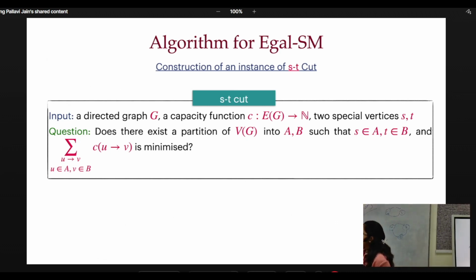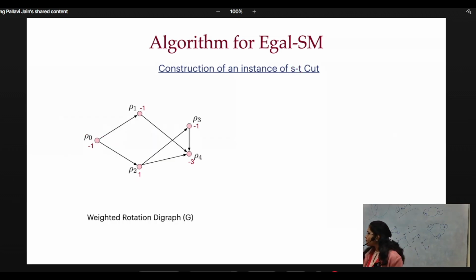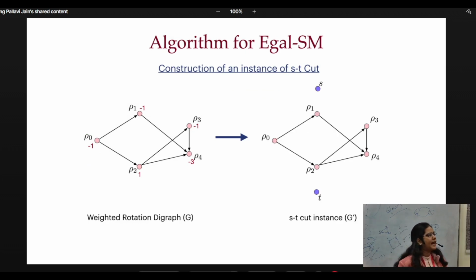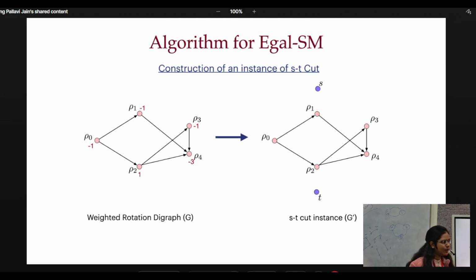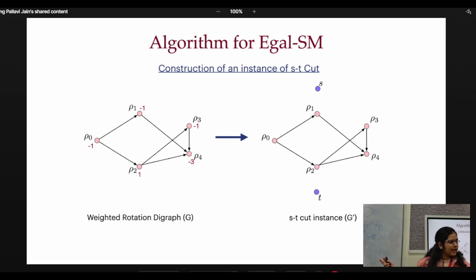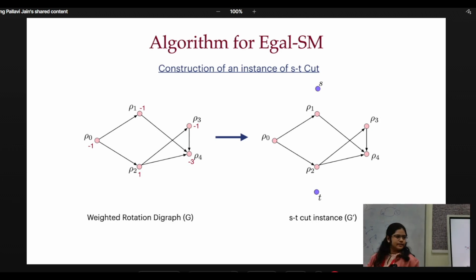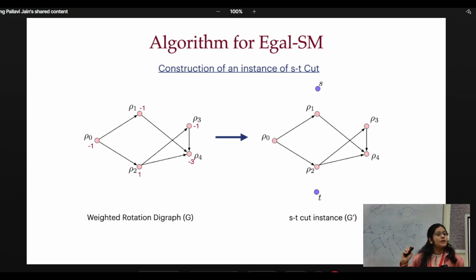So how will we construct an ST cut instance given the weighted rotation diagram? The vertex set is the same as the rotation diagram, and we have two additional vertices S and T. Basically we are going to construct a super graph of this. The vertex set is there, the whole edge set is also there, but it is unweighted. We do not have weights on the vertices, since we are constructing an instance of ST cut. It should satisfy the definition of ST cut, right, in my input instance.